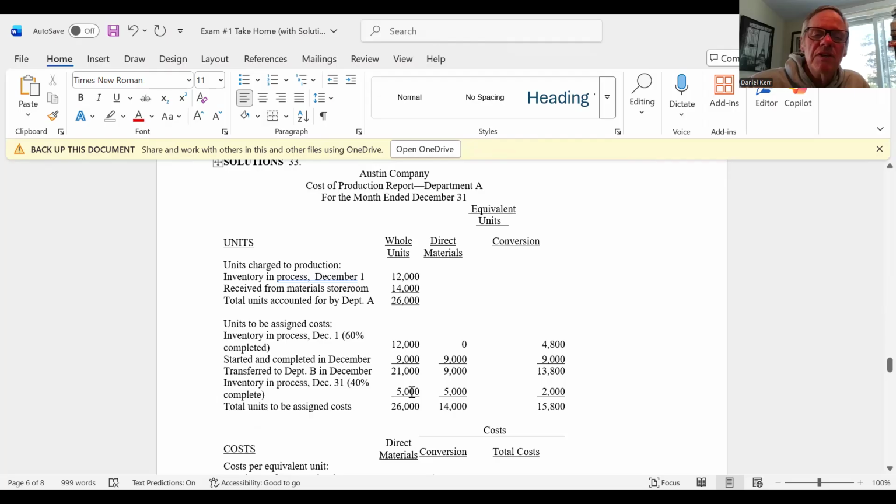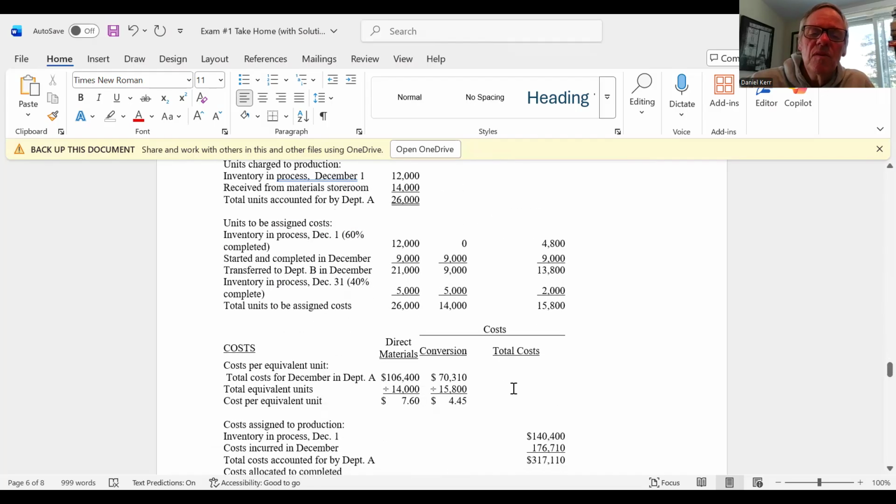Since the materials are added at the beginning of the process, you have at the ending work in process those 5,000 direct materials, but they were 40% complete with regard to materials. So 40% times 5,000 gives you 2,000.